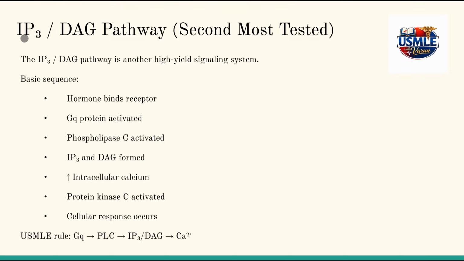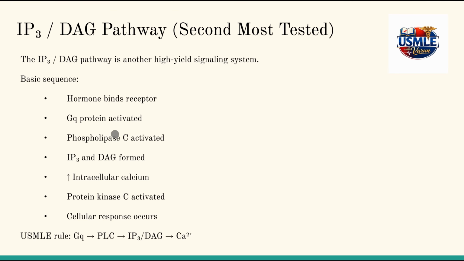So now let's discuss the IP3 and DAG pathway. This IP3 and DAG pathway uses Gq proteins. We have already discussed that apart from Gs and Gi, there's another G protein called the Gq protein. So this IP3 and DAG pathway uses those Gq proteins.